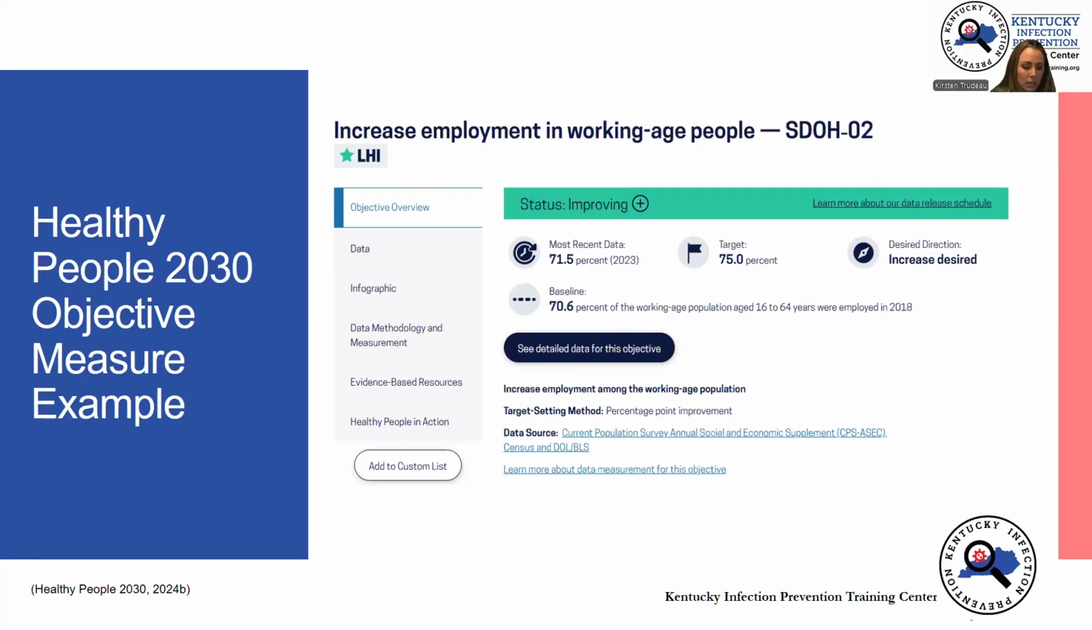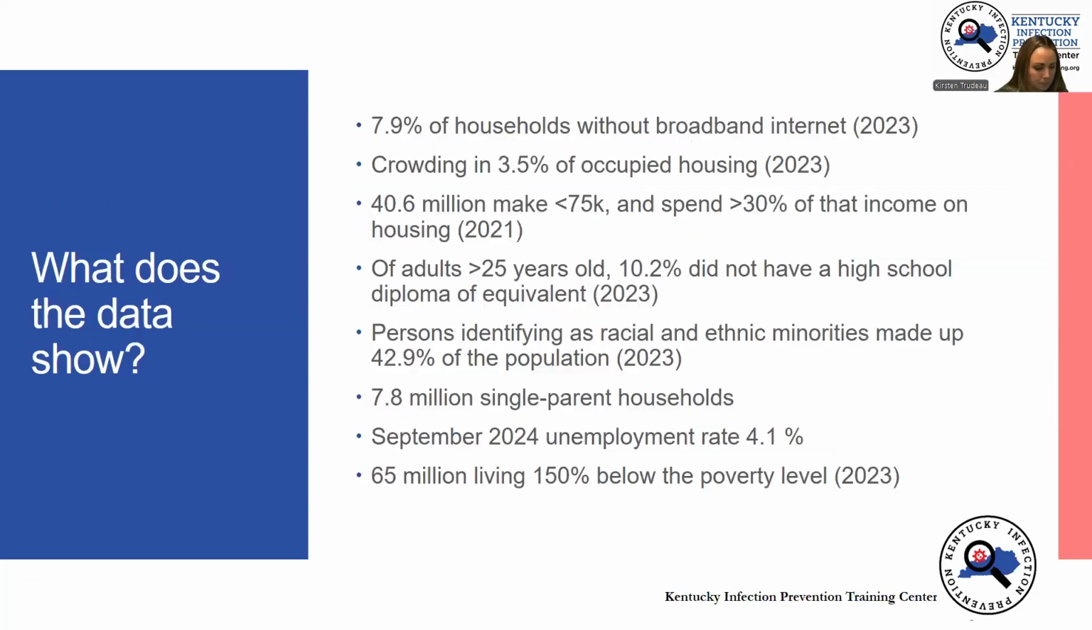And so this is a leading health indicator to increase employment in working age people. The baseline in 2018 was 70.6, and the most recent data showed improvements to 71.5, and their target goal is 75%. So you can see that they're going in the direction that they desire. It's just kind of a slow uptick.